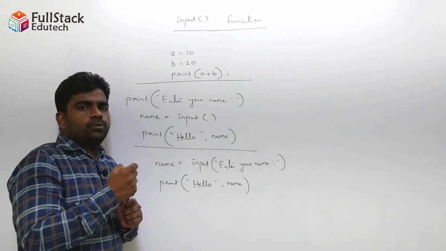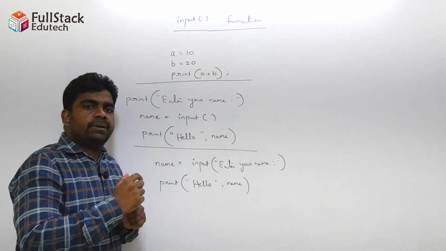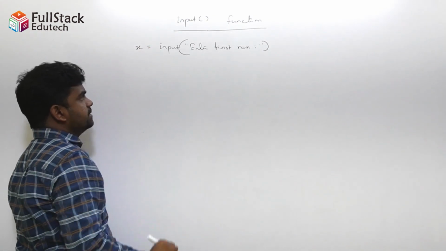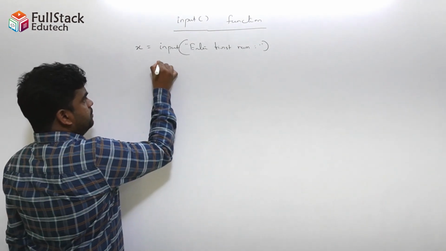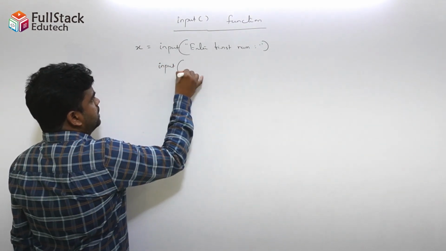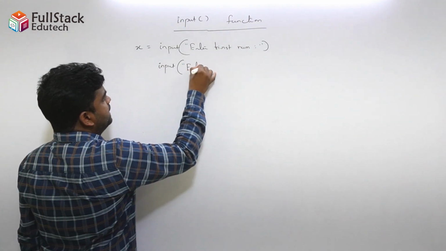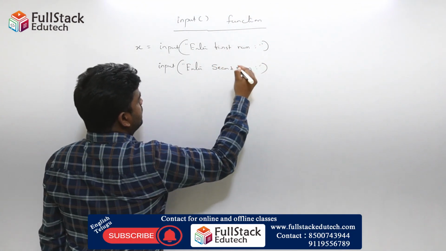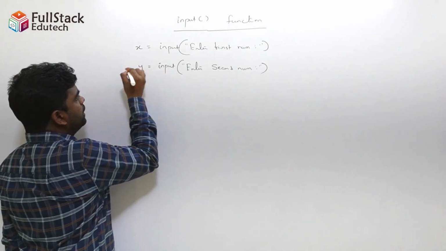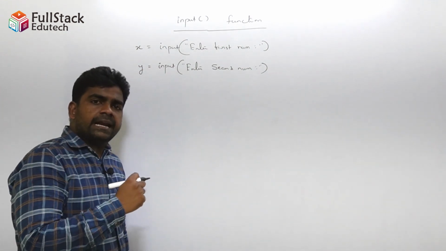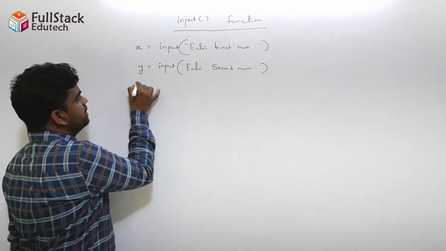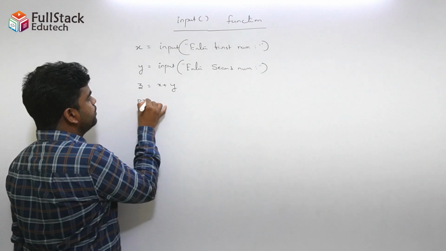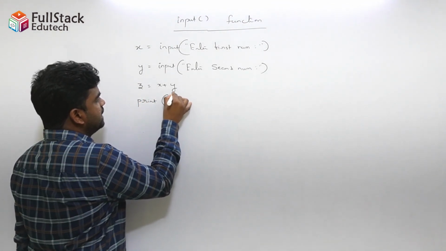I just want to read two numbers and perform the addition operation. Collect the first into one variable called x. Next, I want to read the second number. Input, "Enter second number," that we are collecting into a variable called y. Now we are adding both. Simply z equals x plus y, and then we print that z value.